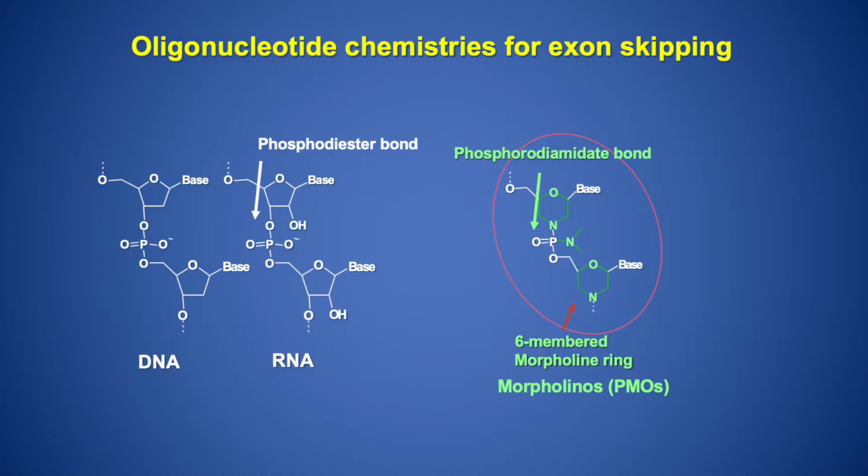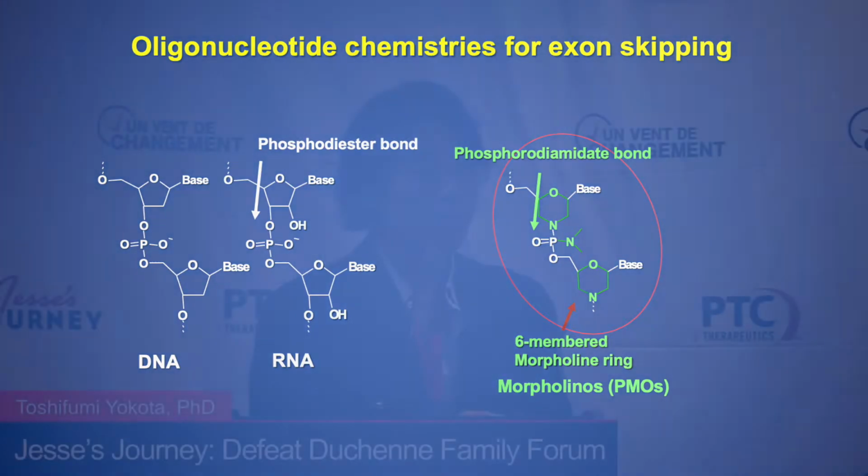And it doesn't have a phosphodiester bond here. DNA and RNA are negatively charged, but morpholinos have a phosphorodiamidate bond. So nitrogen instead of oxygen, morpholinos have nitrogen. So they have no charge. This is quite a unique feature of morpholinos. So they are less toxic, and we can add cell-penetrating peptides to morpholinos. So this is a very important feature of morpholinos.